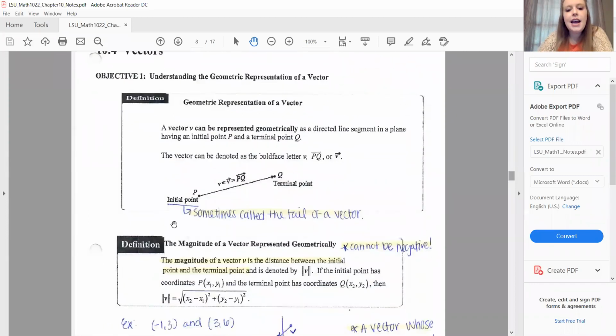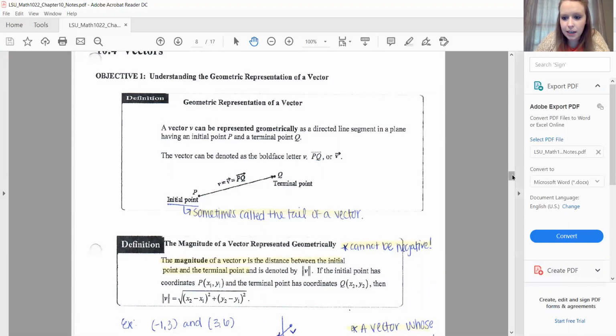A vector is kind of like an array that you might have learned in geometry, which I say might have, but I know you did. There's your initial point where it starts, sometimes called the tail of the vector, and then there's the terminal point where it ends. There's always a distance and a direction. This arrow tells you the direction.